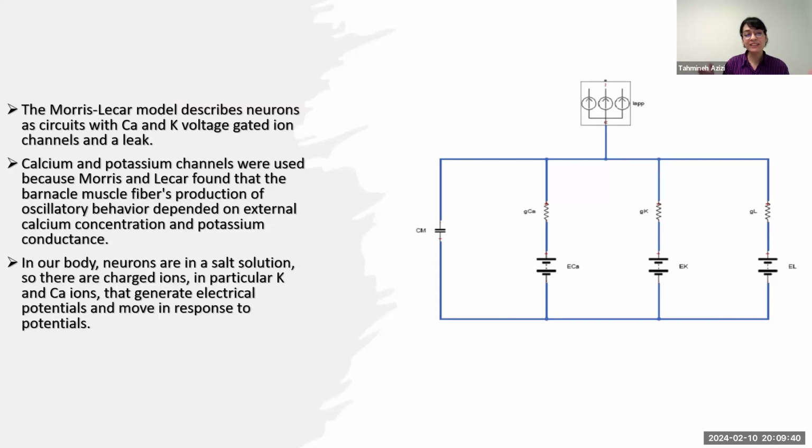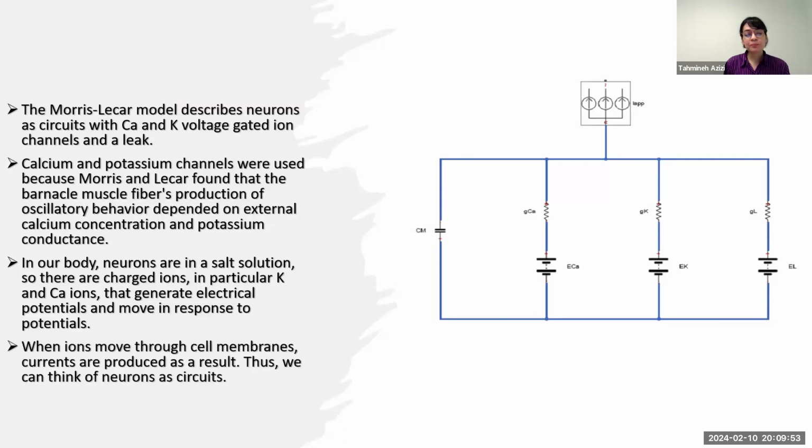And in our body, neurons are in a salty solution. So there are ion channels, in particular potassium and calcium ion channels, that generate electrical potential, which are moving in response to the potential. And when ions move through the cell membrane, currents are produced as a result. So that's why we can think of neurons as a circuit.